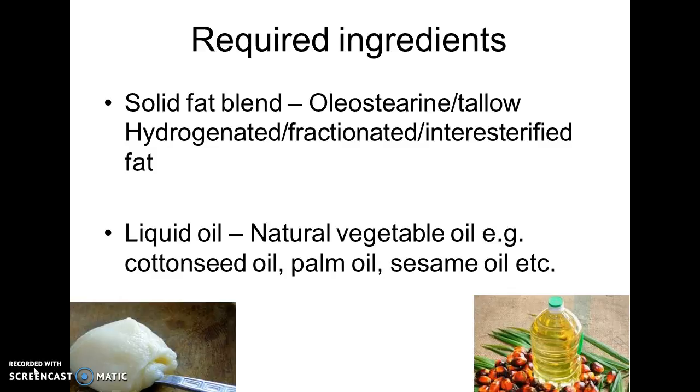Now as a solid fat, we can use animal fat like oleostearine or tallow, or we can use vegetable fat after proper processing, that is hydrogenated, fractionated or interesterified fat. And as liquid oil, normally those oils which have a substantial amount of unsaturation, that is cottonseed oil, palm oil or sesame oil, are mainly used as the liquid oil base for this plastic fat.